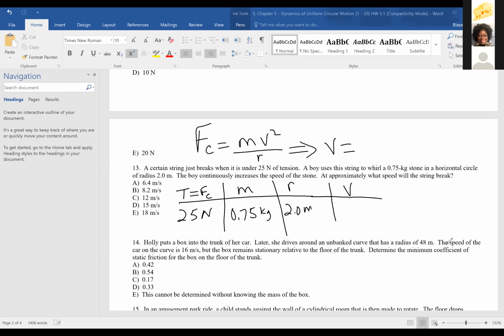Okay, now in this problem, what you're going to have to remember is that V is squared here in the equation. So that means your answer, of course, is going to be the square root. The square root of what? We're looking for V, so multiply r on both sides. So we're going to get F sub C times r, and then we're going to divide by m. And whatever the answer is, we're going to take the square root of that answer. So make sure that you are solving it correctly.